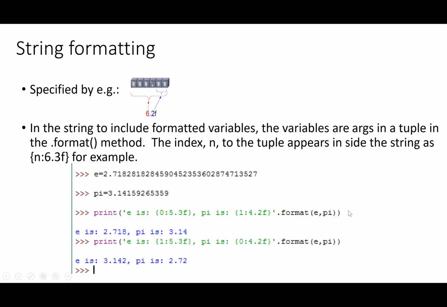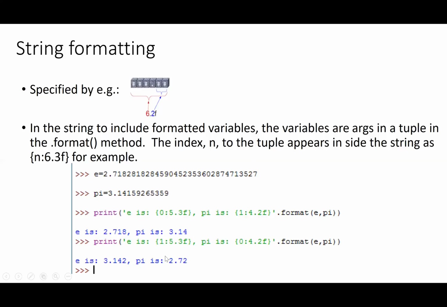And when you do, it'll execute it. So I put it in, I hit return, and I get e is 2.718, pi is 3.14. Notice here I have 1, 2, 3, 4, 5 digits with 3 to the right of the decimal point, and e was the first variable corresponding to index 0. Pi is 3.14, that's 4 characters with 2 to the right of the decimal point, as specified here.